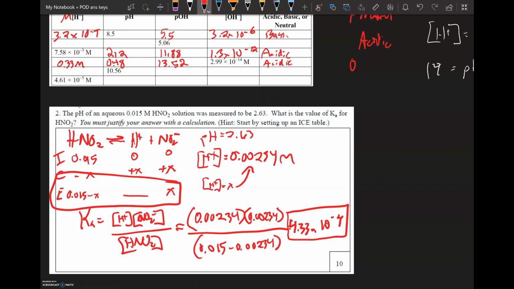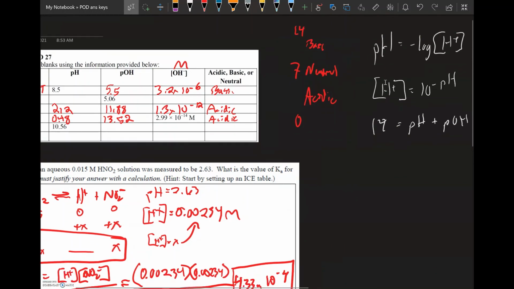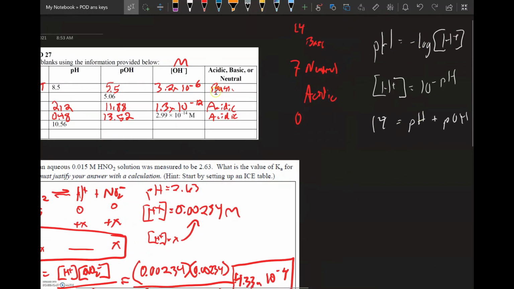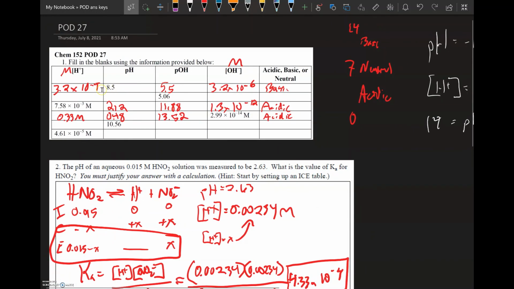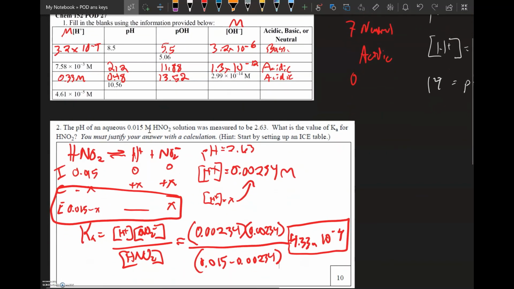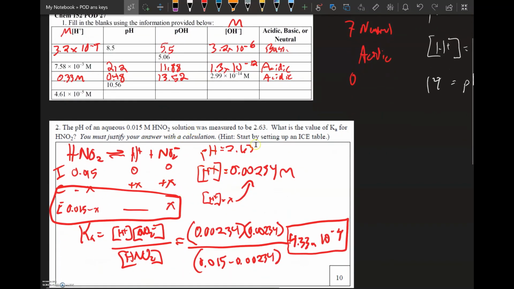So what we can see here is that you have to understand the fundamentals of these equations to calculate the pH and hydrogen concentration. And right here is a great example of how we are given the pH of the solution. We work backwards and we use that information to help us determine what X is. Once we determine X, we plug that into the equilibrium expression, and ultimately it helps us to determine the Ka for nitrous acid.